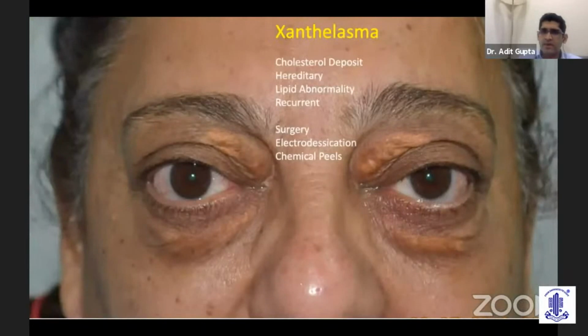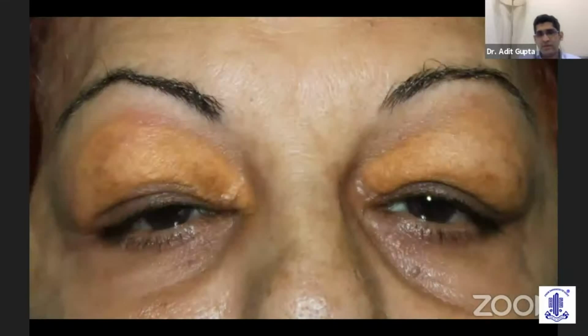Xanthogranuloma are again common benign cholesterol deposits which are found in individuals who have a tendency of lipid abnormality, or certain xanthogranuloma are hereditary in component also. They are notoriously recurrent even after excision and recur because of a deeper orbicularis component. Surgery, electrodesiccation, and chemical peels have been the mainstay of treatment.